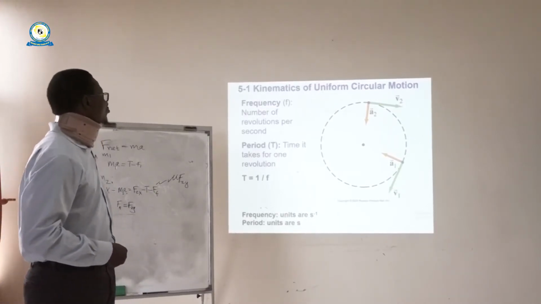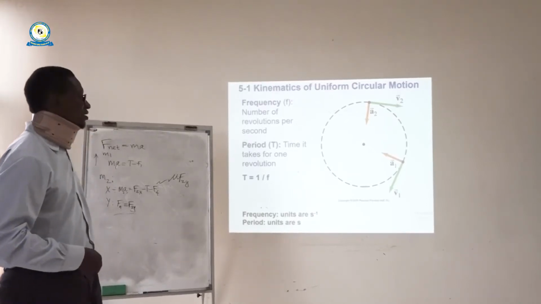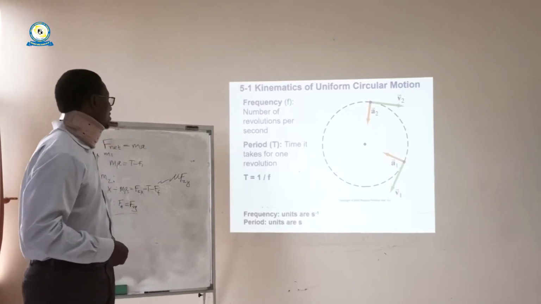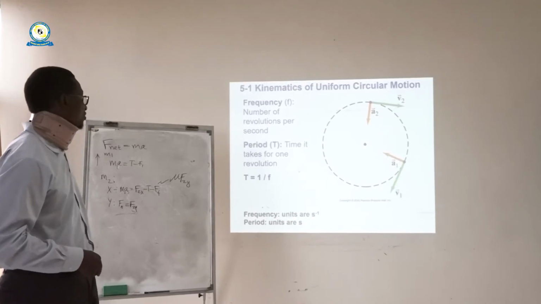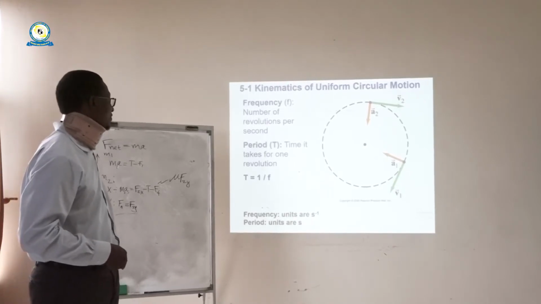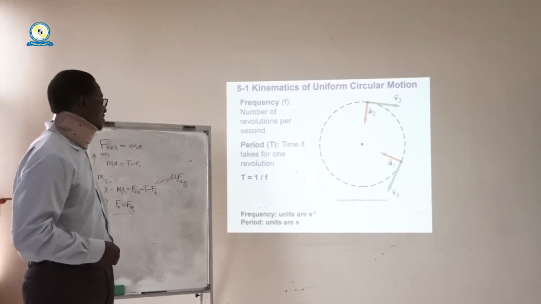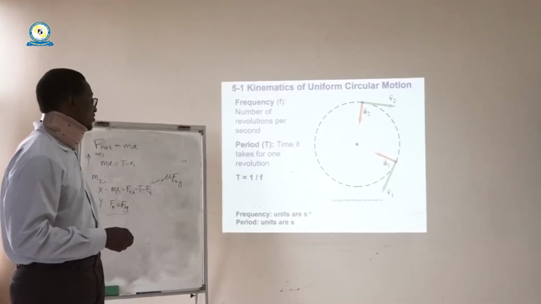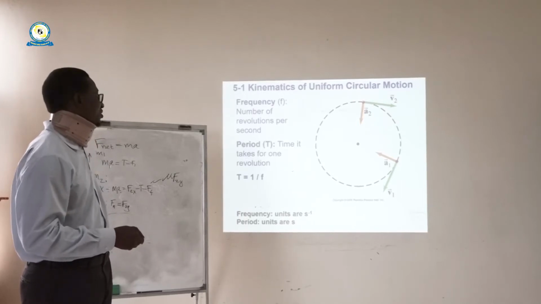Frequency. There are parameters we can find in circular motion: frequency and period. Frequency is the number of revolutions per second. This is frequency. Period, time, T, is the time it takes for one revolution. One revolution from this point to that point. Period.